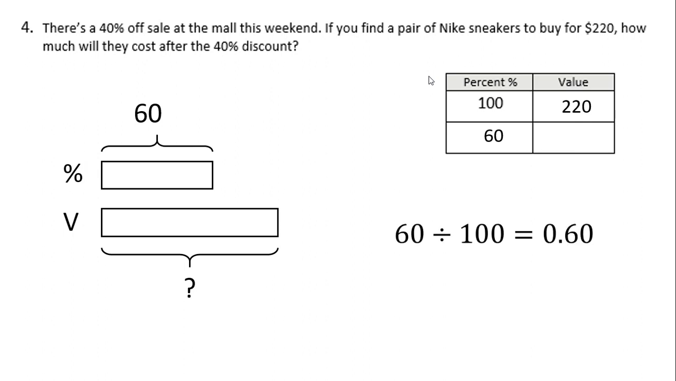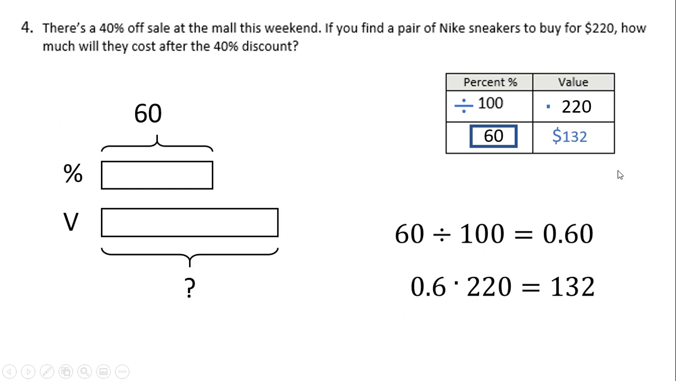60 will be divided by 100, and our answer will be multiplied by 220. Starting with 60, we start with division and move on to multiplication. You would pay $132 for those pair of sneakers that originally were $220 before the sale.